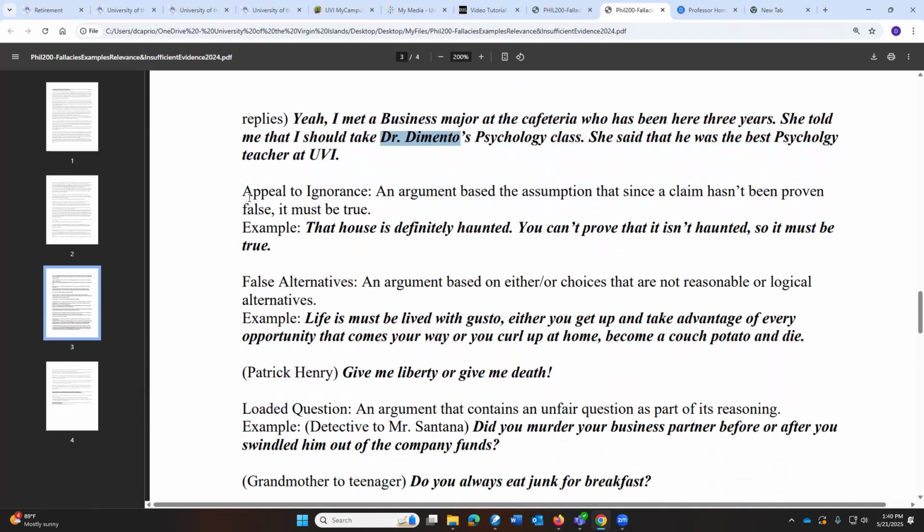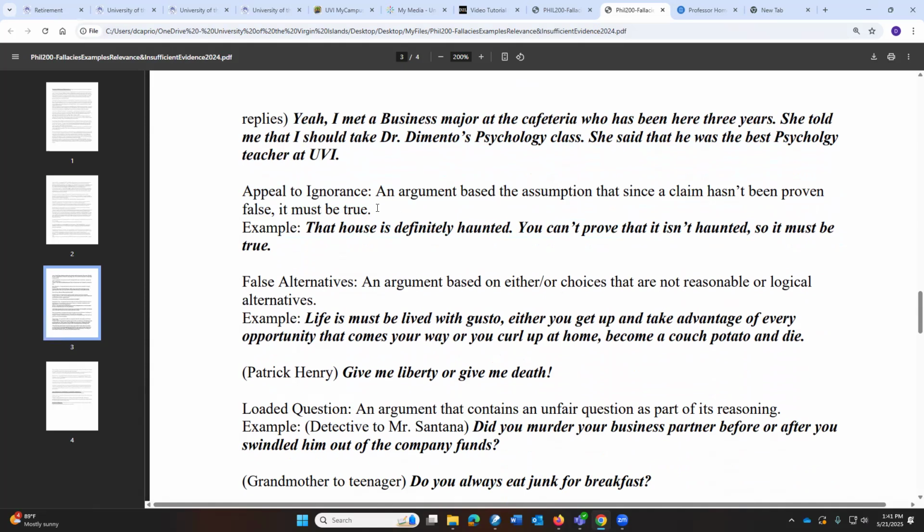Right. The appeal to ignorance. That's where an argument is based on the assumption that since a claim hasn't been proven false, it must be true. Well, I don't know about the thinking of just because something hasn't been proven not to be the case, that it must be the case.